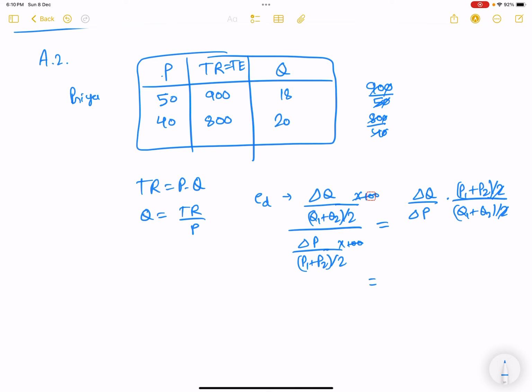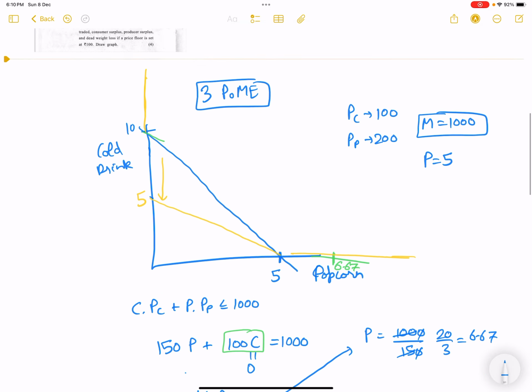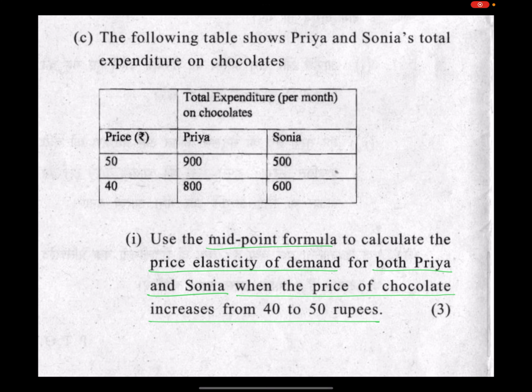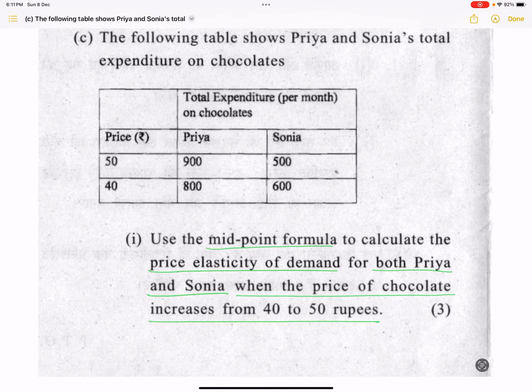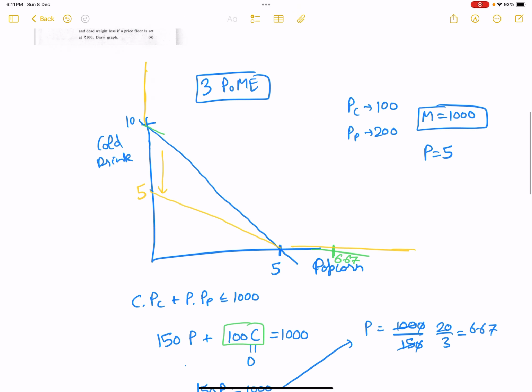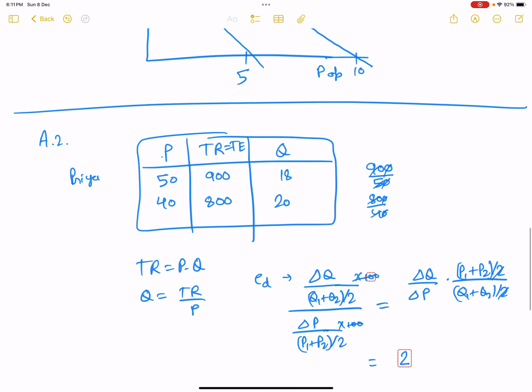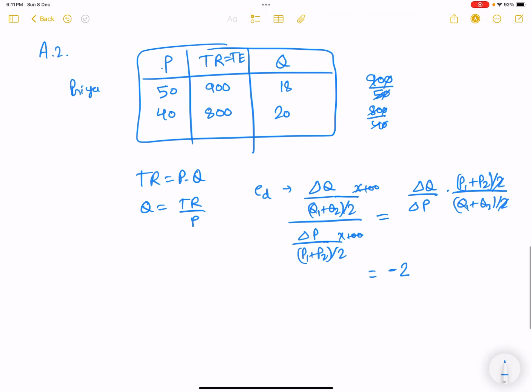The question is asking us to find the price elasticity of demand when the price of chocolate increases from 40 to 50. So as the price increases from 40 to 50, the change in quantity is -2, change in price is 10. P1 plus P2 is 90, and Q1 plus Q2 would be 38. So this is coming out to be -9 by 19.